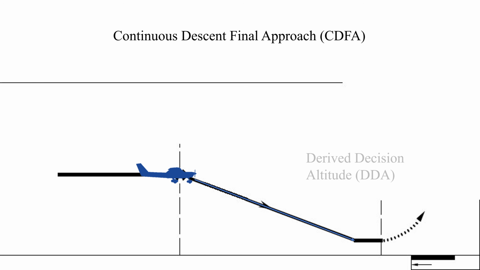We descend down to a derived decision altitude, or DDA, which we treat just like a decision altitude on an approach with vertical guidance. When we arrive at the DDA, we either descend for a visual landing if we have the runway in sight, or we execute the missed approach procedure.